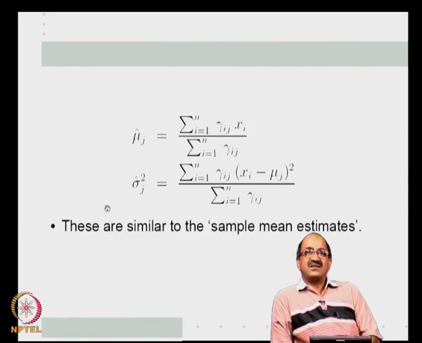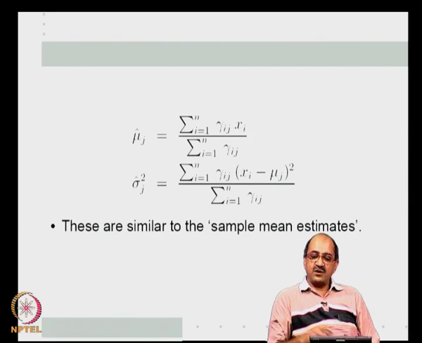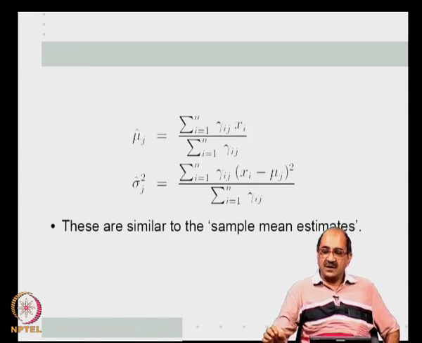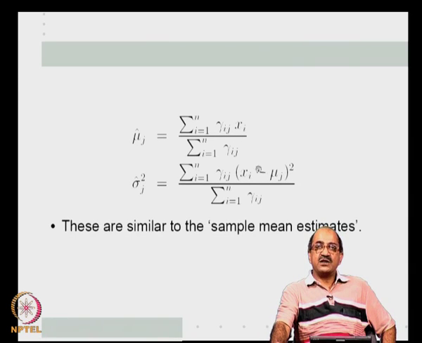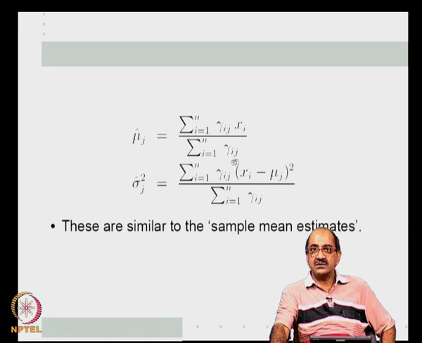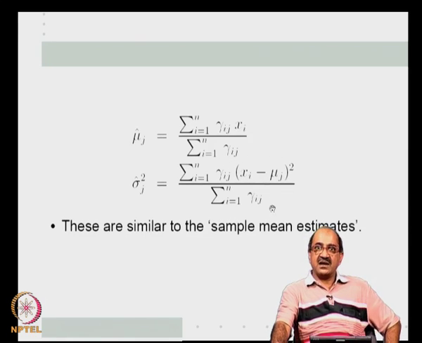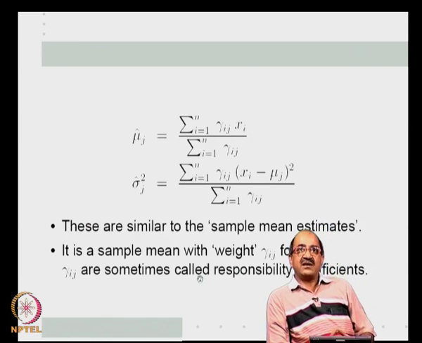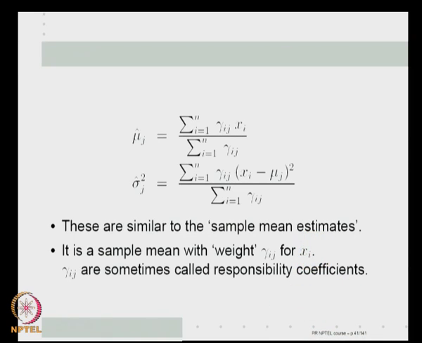So, first thing is they are like sample mean estimates. If I look at the mu j estimate, it is summation something into x I by summation of the same thing, right. The sample mean would have taken this gamma I j to be 1, instead of getting 1, I am getting some other numbers. So, I can think the same thing about the sigma j square estimate. So, I can think of this as a sample mean where all samples are not weighted equally. The sample x I is weighted with gamma I j, right. So, if I think of giving a separate weight to each sample, when I am estimating mu j, I give the weight gamma I j to sample x I. Okay.